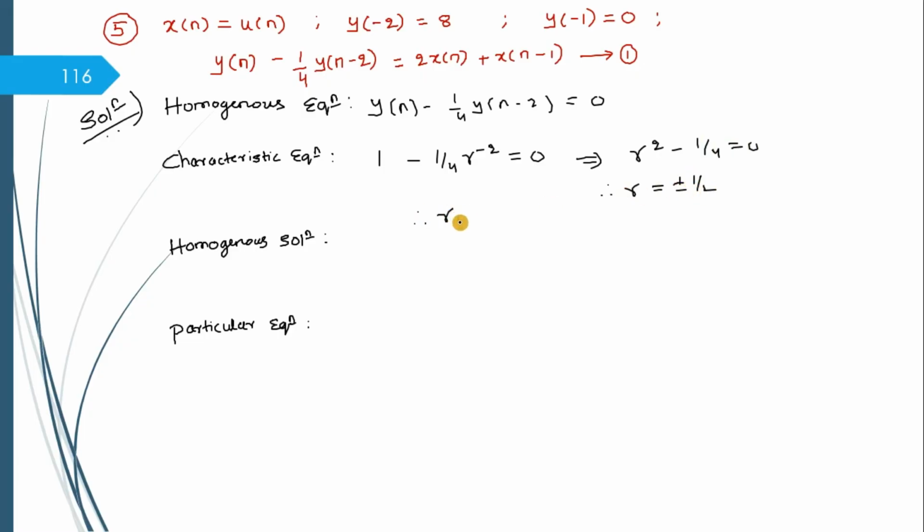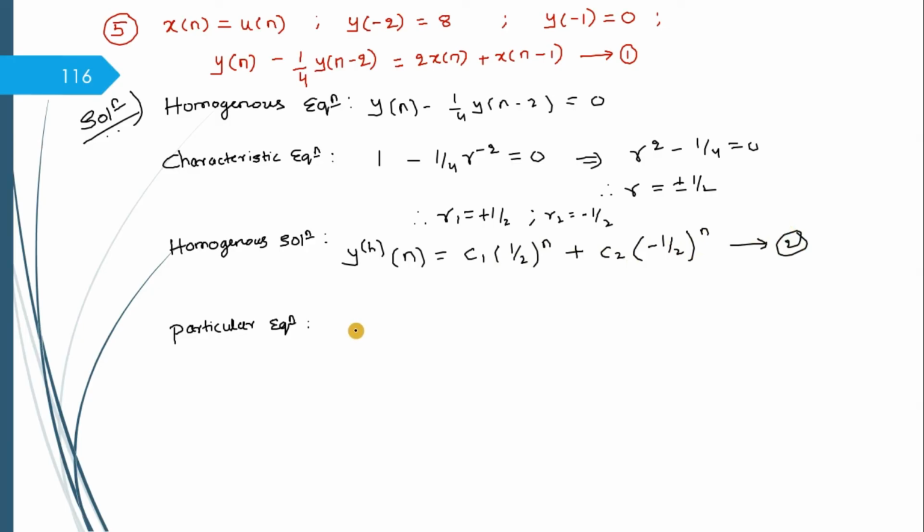So I write r1 equal to plus 1 by 2 and r2 equal to minus 1 by 2. The homogeneous solution is of the form yh of n equal to c1 r1 raised to n, with r1 being 1 by 2, plus c2 r2 raised to n, with r2 being minus 1 by 2. This one I name as equation 2. Now the particular solution form: when your input is a constant, 1 into u of n, the particular solution form is also a constant. It is just Cp.